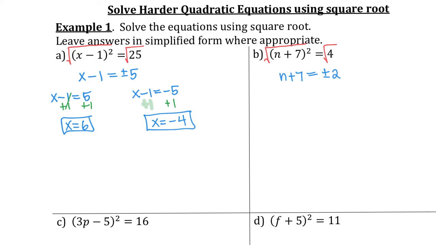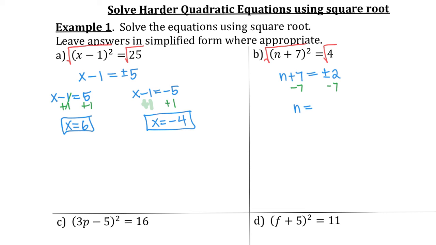Now, I could split this up. I could say n plus 7 equals positive 2 and n plus 7 equals negative 2. And I think that's still a good way to solve it. But I know some of you are going to try to do the shortcut, so I'm going to show you the shortcut officially. Okay, so if I want to solve this, n plus 7 equals positive and negative 2. To cancel the plus 7, I would minus 7. Okay, is this allowed? It is allowed, but you have to be very, very careful.